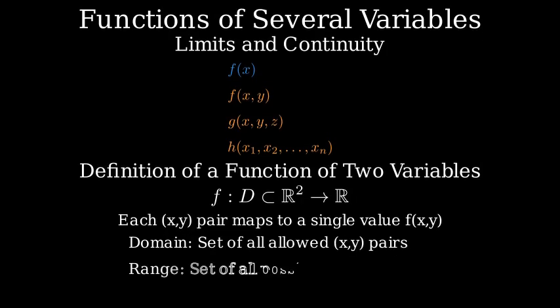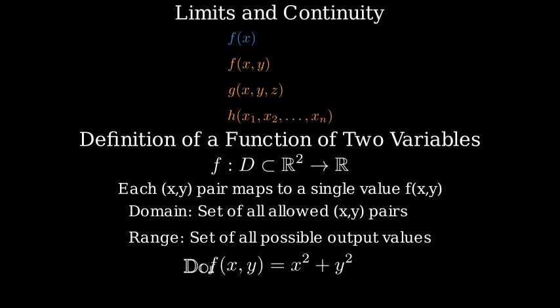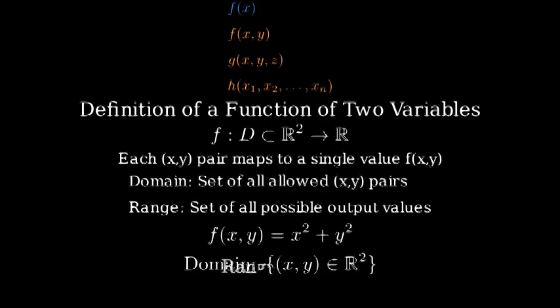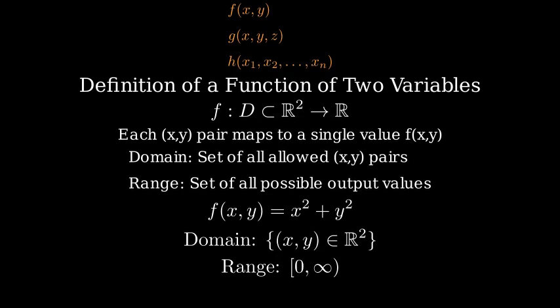Just like with functions of one variable, we have the concepts of domain and range. The domain is the set of all allowed (x, y) pairs, and the range is the set of all possible output values. Let's look at a simple example. f(x, y) equals x squared plus y squared. The domain of this function includes all real (x, y) pairs, since we can square any real number. The range consists of all non-negative real numbers, since the sum of two squares can't be negative.